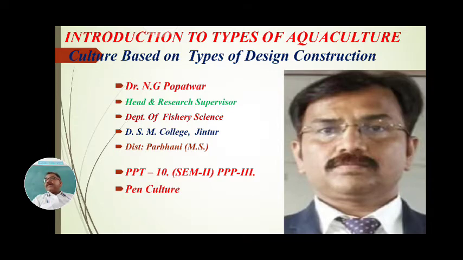Then the third criteria is culture based on the number of species. Aquaculture is divided into 2 types, monoculture and polyculture. Then the fourth criteria is culture based on types of design constructed. In this fourth criteria, we have seen 2 points. First is pond culture.